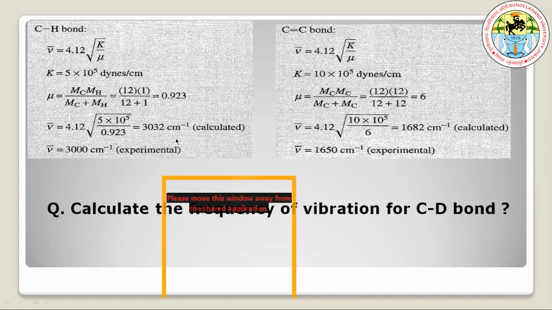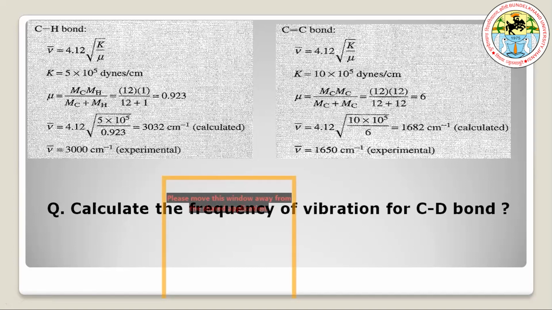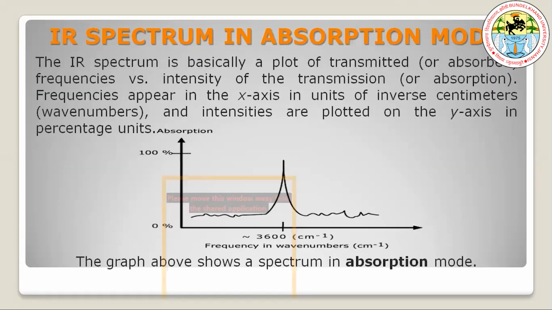So this is your calculated value, and when you observe it in experimental conditions, the frequency of vibration for the CH bond is observed at basically 3000 centimeter inverse. So why has this difference been observed? The calculated value is 3032 centimeter inverse, the observed value is 3000 centimeter inverse. The experimental value is slightly lower than the calculated value because whenever these vibrations take place, the neighboring atoms disturb the overall frequency of vibration, and the net result is slightly less than the ideal.